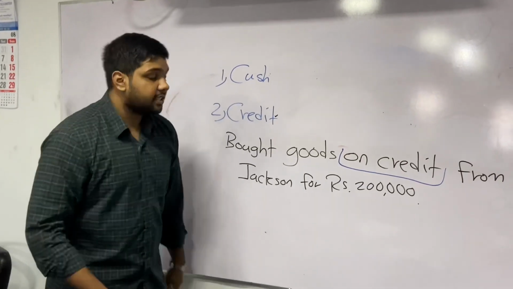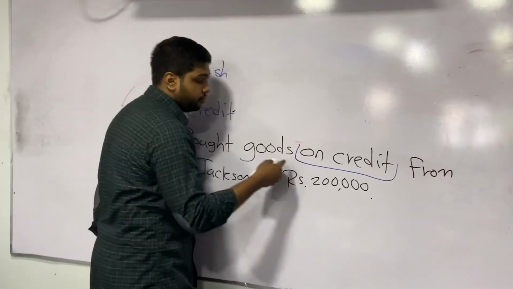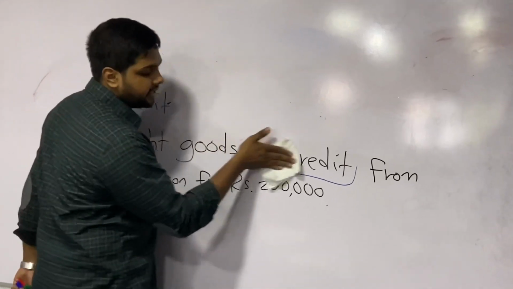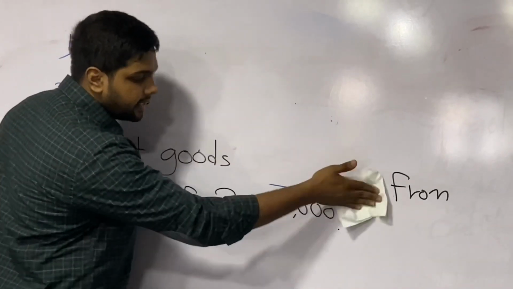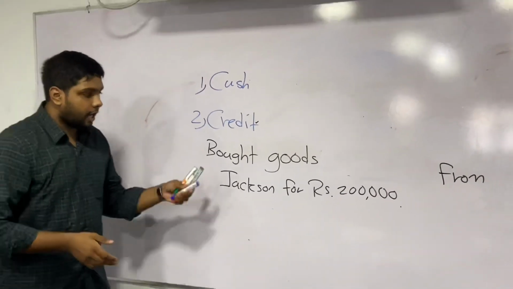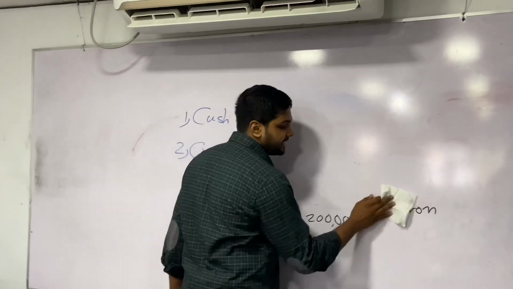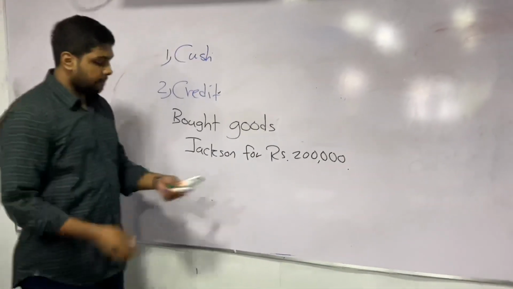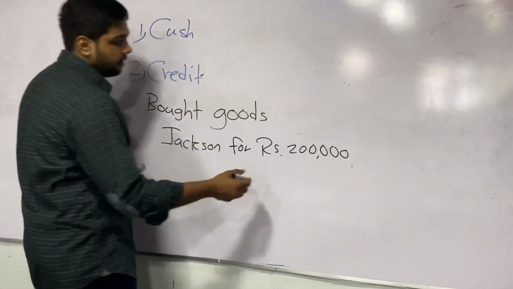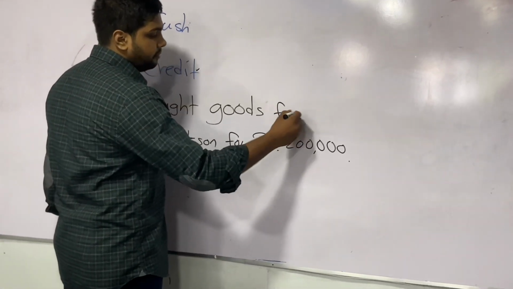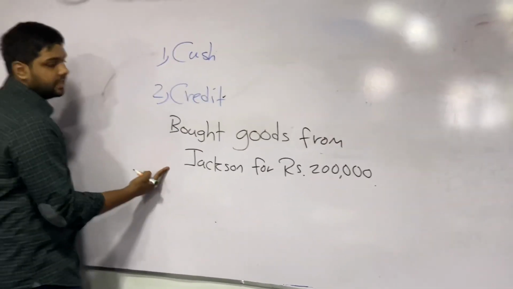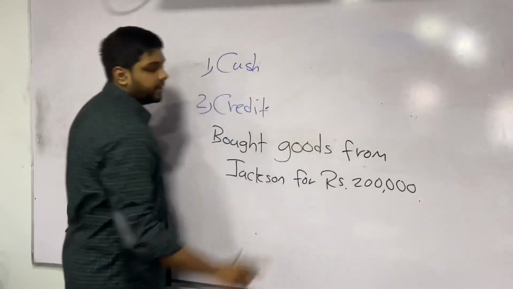Now is the game changer. Look at the screen. Focus. Zoom here. I am highlighting here. I am erasing this part, a little erasing. I am asking the children, now this transaction is, look at the screen. Focus. Zoom here. The transaction: bought goods from Jackson for 200,000 rupees.